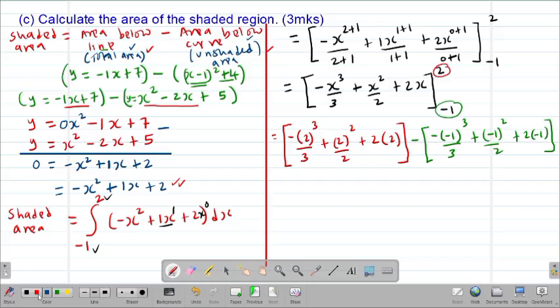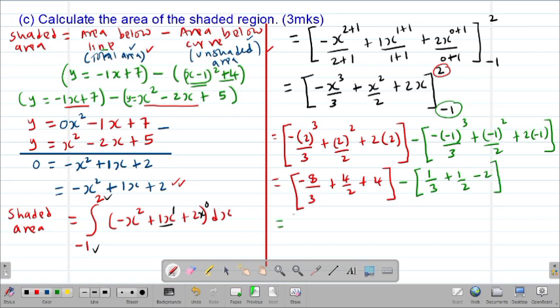So this will give us the following. Negative 2 cubed, of course that will be 8. So we'll have negative 8 over 3, then plus 2 squared, that is 4 over 2, then plus 2 by 2, of course I'll get 4. Then close the bracket, then I'll have minus into bracket, negative 1 cubed will be negative 1. So negative 1 times negative 1, I'll get a positive 1 over 3. Then plus negative 1 squared, I'll get positive 1 over 2. Then 2 times negative 1, I'll get a negative 2.